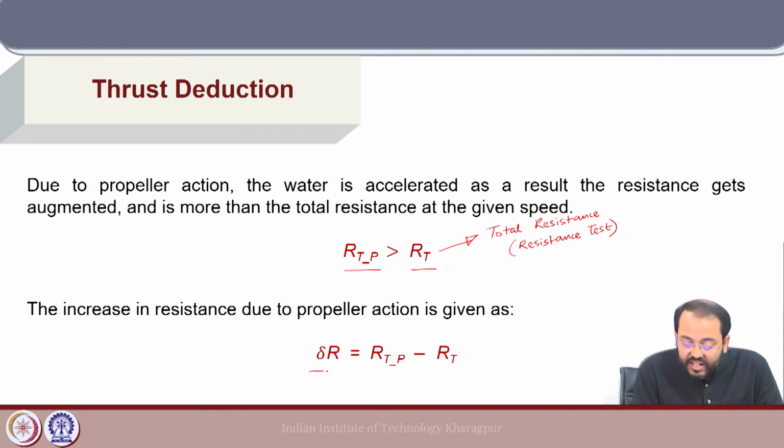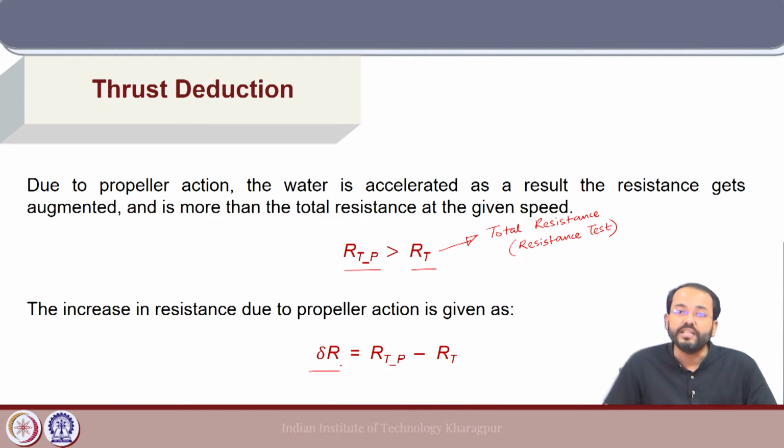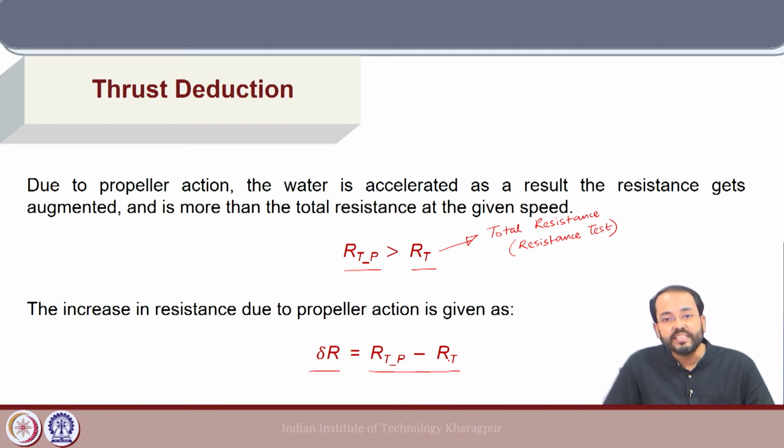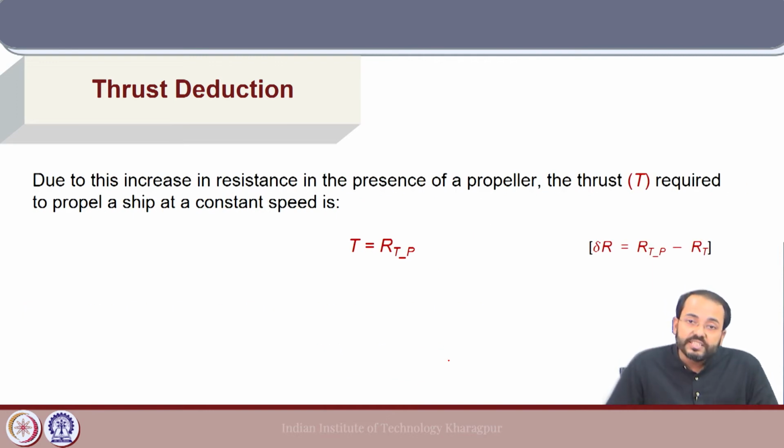So, delta R is the increase of resistance, let us say for a specific speed. If that is so, delta R will be given by RTP, which is the resistance with the propeller working, minus RT, which is the total resistance at the same speed of the ship. Because of this increase in resistance due to the presence of propeller, the thrust required by the propeller will be more.